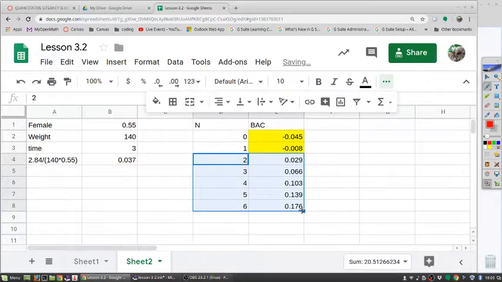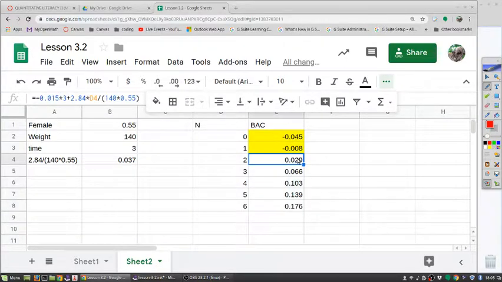Okay. So I can see if this person has 2 drinks or less, 3 hours later, they're fine to drive. 3 drinks, we're getting close to the legal limit. 4 drinks, 3 hours later is not enough time. 5 drinks, 6 drinks, right? Definitely trouble.